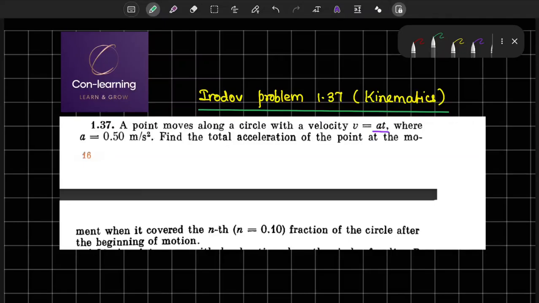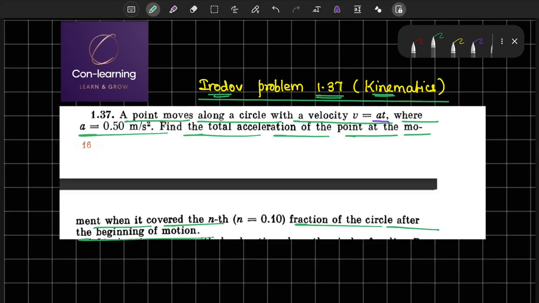Everyone, in this video we are going to solve problem number 1.37 from Irodov, and that is related to kinematics. So let us first read out the problem and then we will solve the problem step by step. A point moves along the circle with a velocity v = at, where a = 0.5 meter per second square. Find the total acceleration of the point at the moment when it covered the nth fraction of the circle after the beginning of the motion.